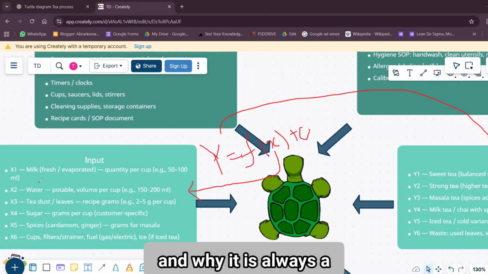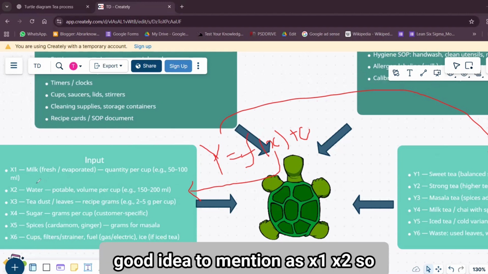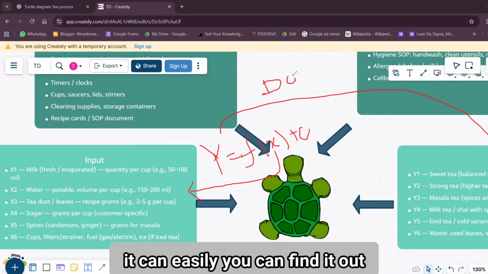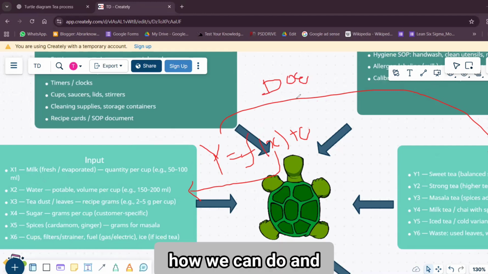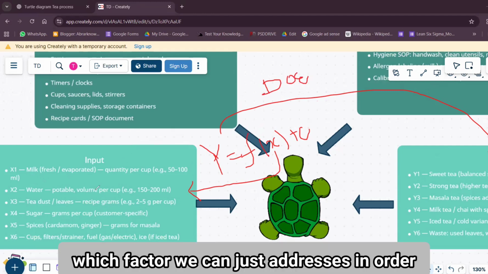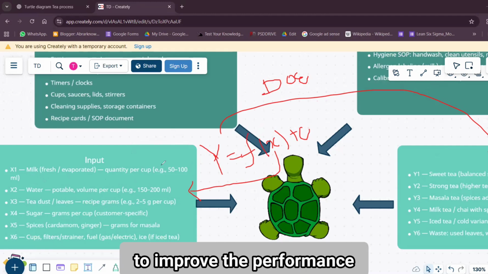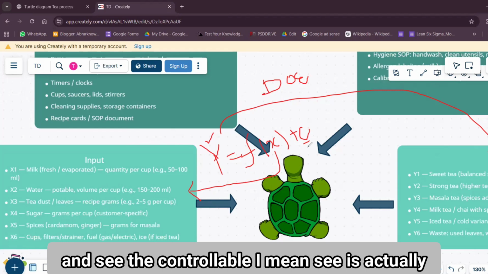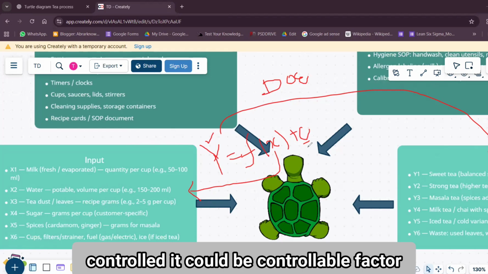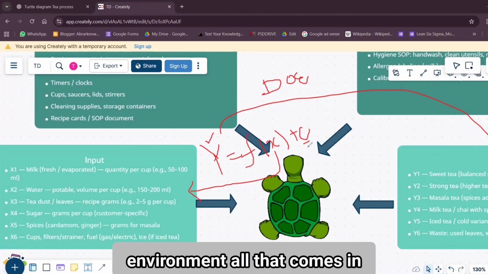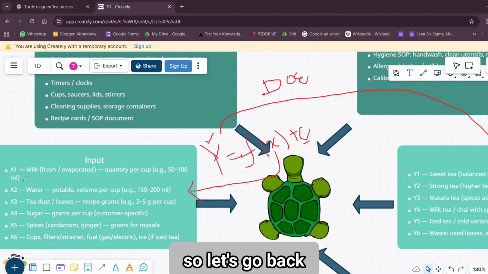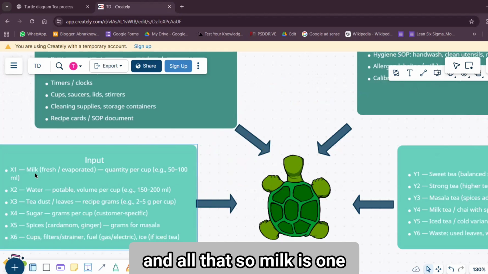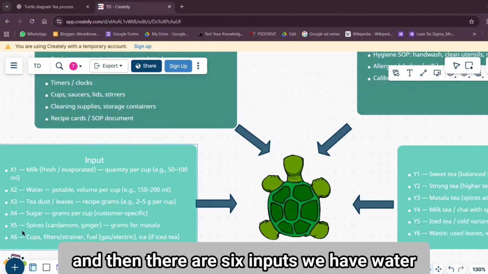It is always a good idea to mention x1, x2, so that even when you do a design of experiment, you can easily find out which factor we can address in order to improve the performance, that is, the output or response. And c is the control. It could be controllable factors, non-controllable factors, environment, all that comes in c. So let's go back, and that's one of the reasons why I have given x1, x2, and all that. So milk is one, and there are six inputs we have.